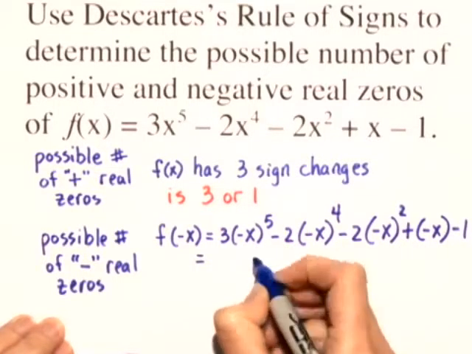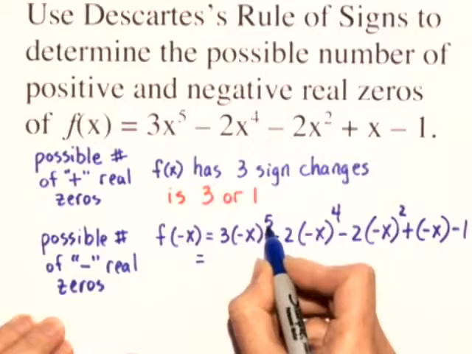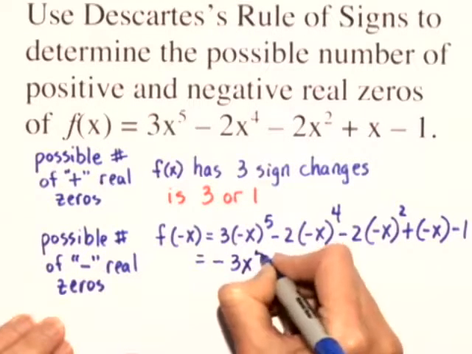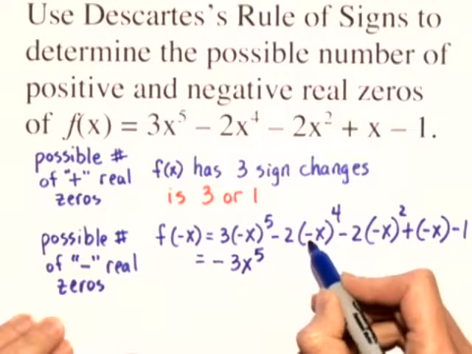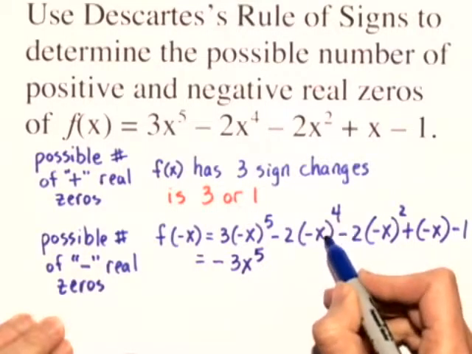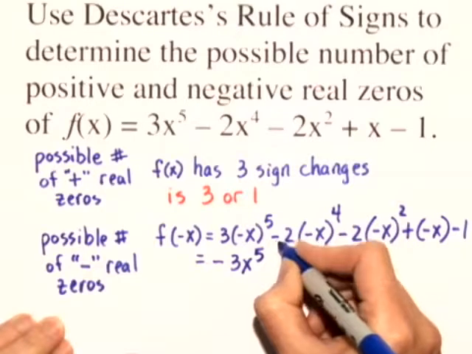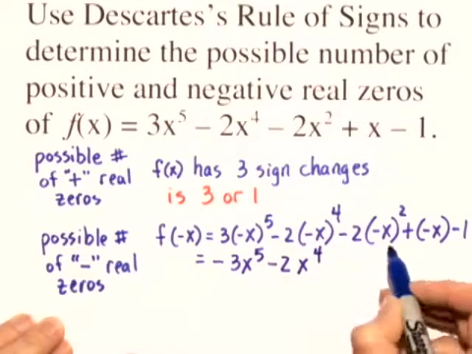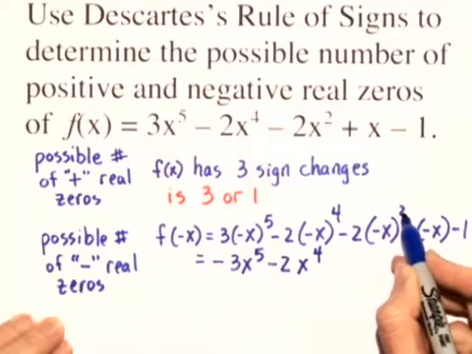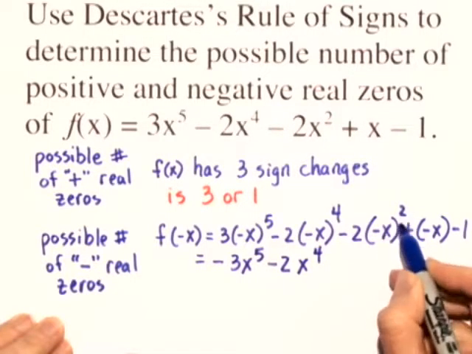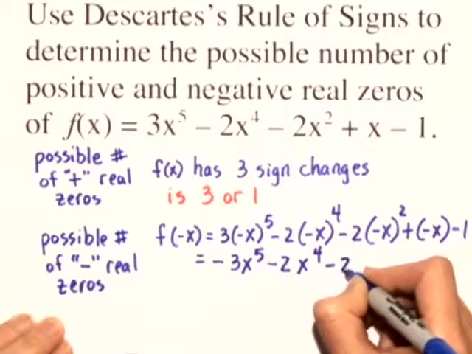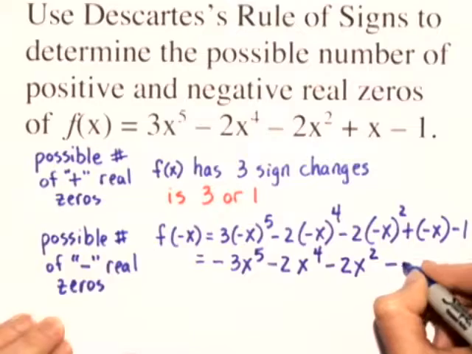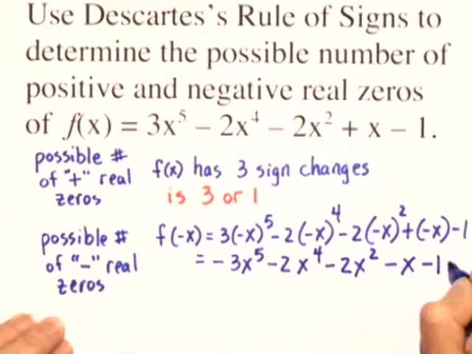Let's simplify that. Negative x to the fifth is going to be a negative, so I'll have negative 3x to the fifth. When I take negative x to the fourth, that becomes positive x to the fourth. So this stays negative 2, and that's positive x to the fourth. When I take negative x and I square it, that becomes positive x squared. So I have the negative 2 times positive x squared, plus negative x becomes minus x, minus 1.